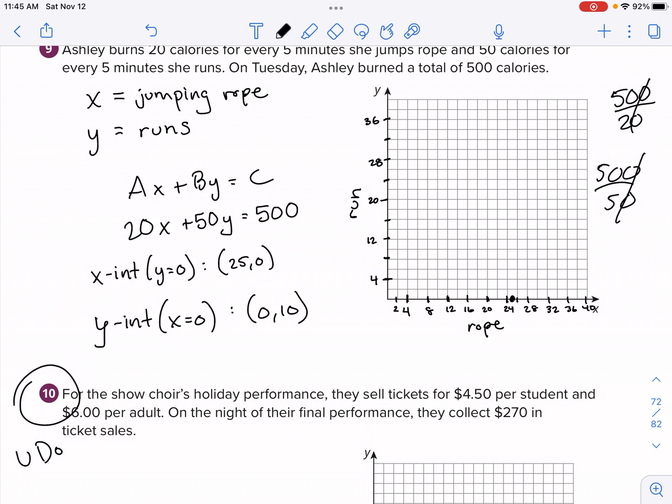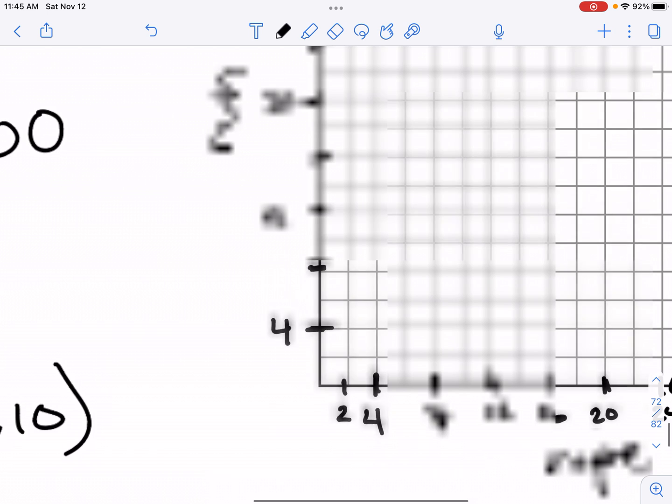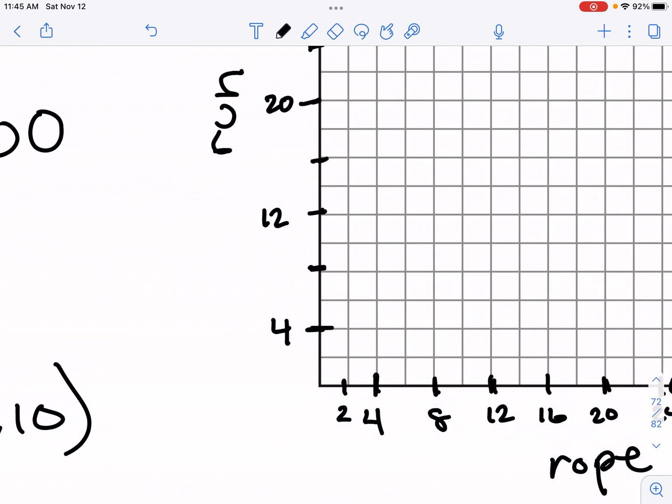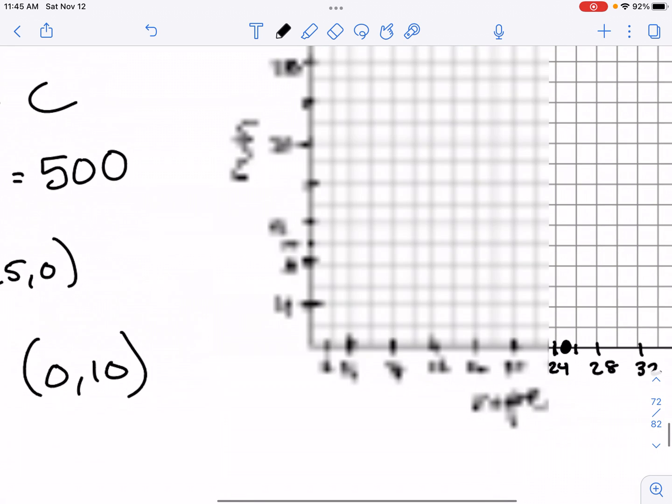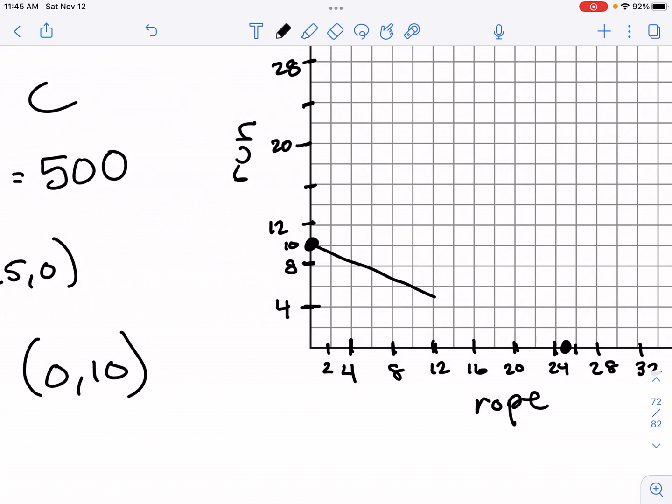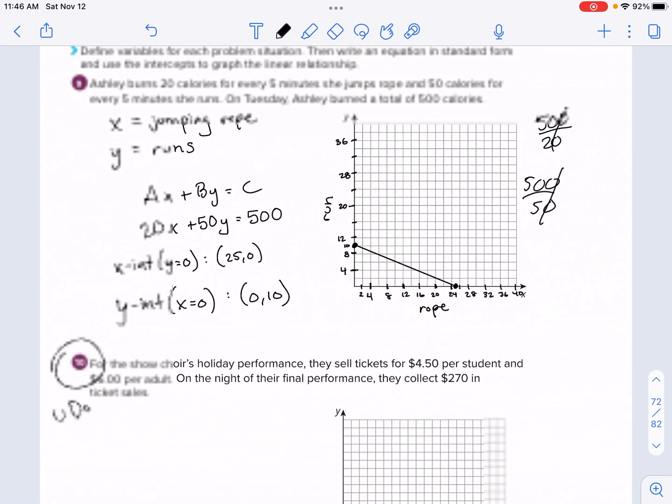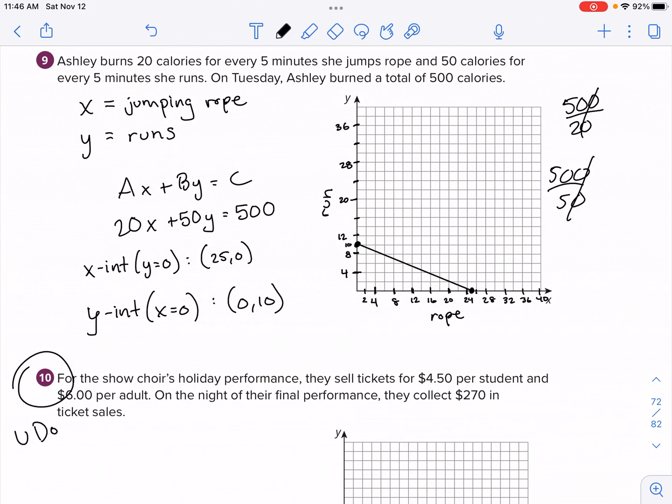So let's graph that. 0, 10, we don't move left or right. We go up 10, right? This was 8. That means 10 is right here. So to get the graph for this equation and the context, connect those 2 dots. This represents the graph for this situation. Okay, so hopefully not too bad, right? We determined variables for unknowns. We wrote the equation in standard form, and then we found the answer from there.